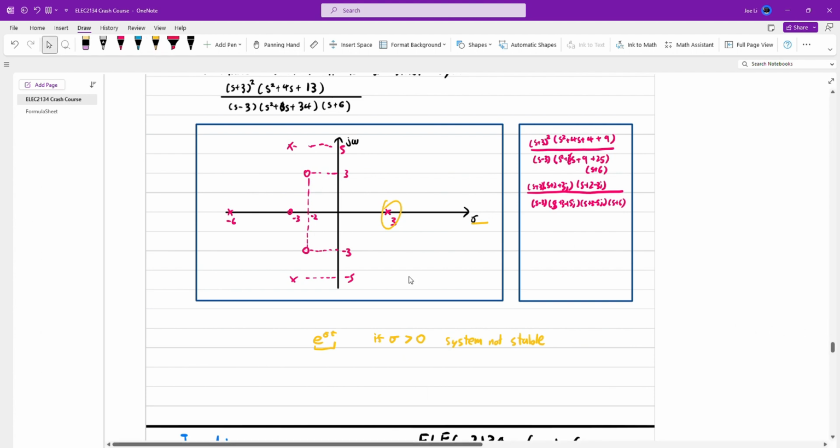To add on to that, can we have more zeros than poles? The answer is no, unless you're in a digital system, which you learn in digital signal processing, where you can actually have what's called finite impulse response. You can't have it in analog circuits because you can't physically make them.